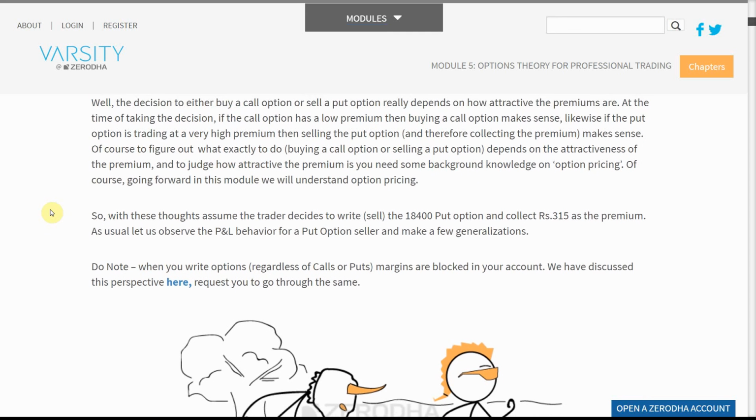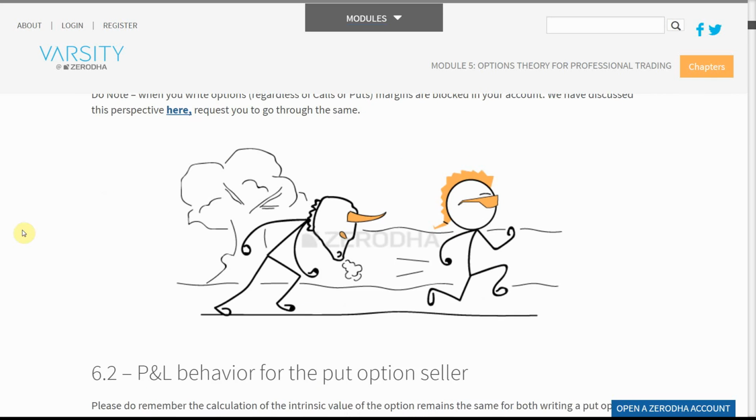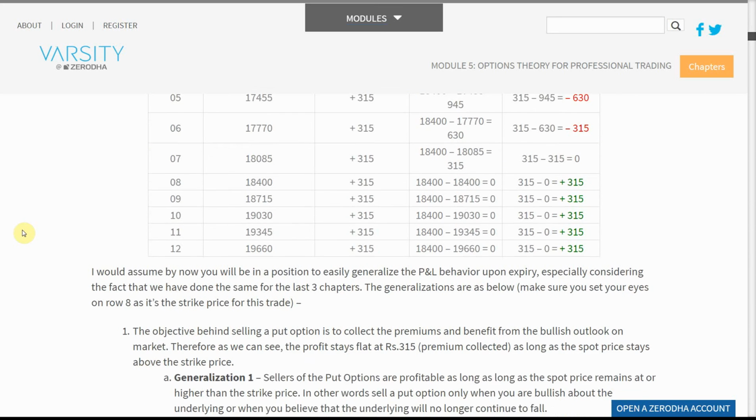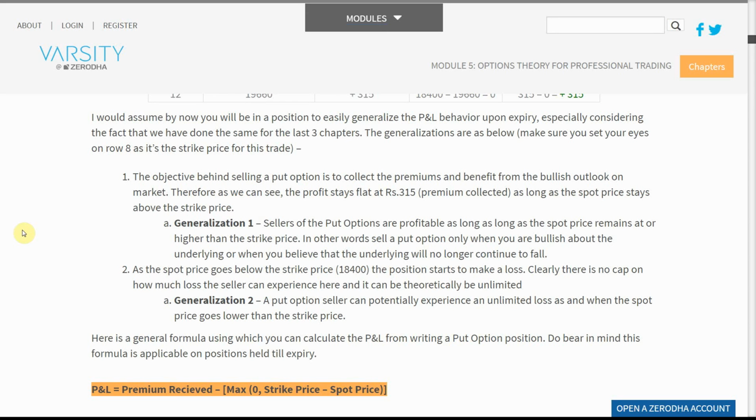Clearly, there is no cap on how much loss the seller can experience here, and it can theoretically be unlimited. Generalization 2. A put option seller can potentially experience an unlimited loss as and when the spot price goes lower than the strike price.